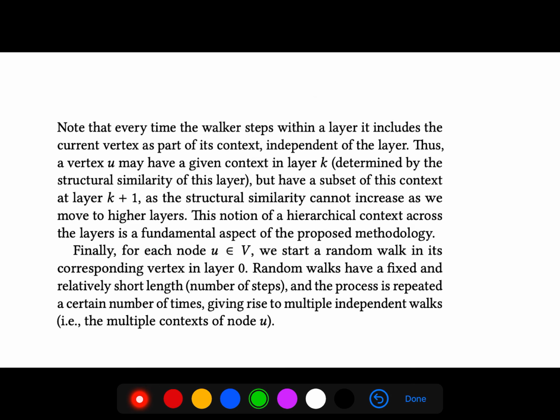Note that every time the walker steps within a layer, it includes the current vertex as part of its context, independent of the layer. Thus, a vertex may have a given context in layer K, but have a subset of this context at layer K plus 1.